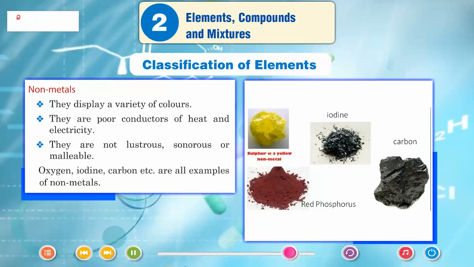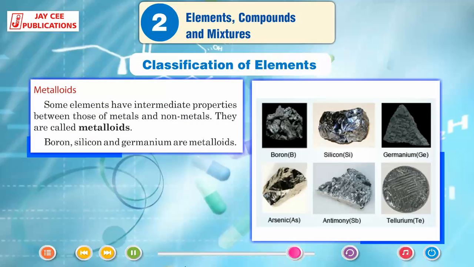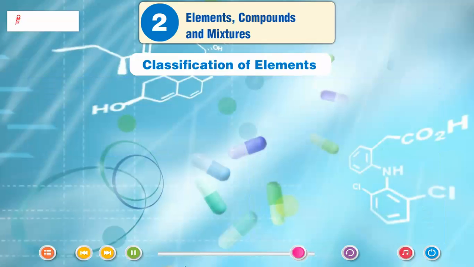Non-metals. They display a variety of colors. They are poor conductors of heat and electricity. They are not lustrous, sonorous or malleable. Oxygen, iodine, carbon, etc. are all examples of non-metals. Metalloids. Some elements have intermediate properties between those of metals and non-metals. They are called metalloids. Boron, silicon and germanium are metalloids.